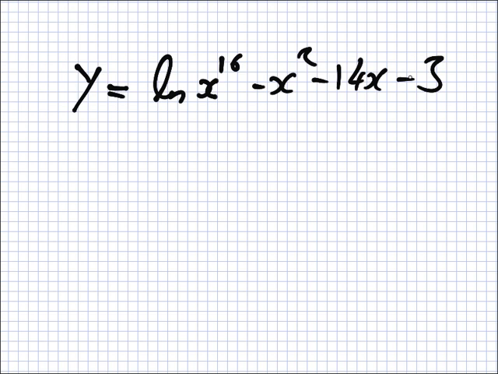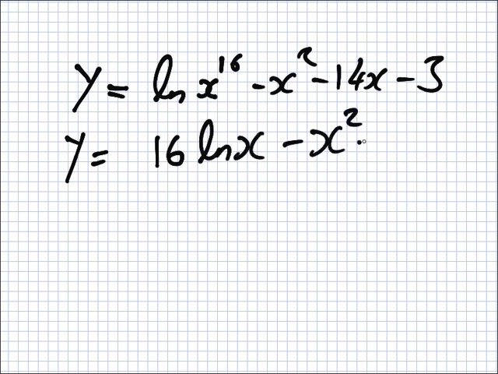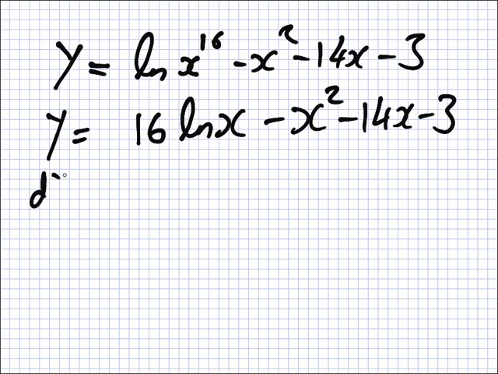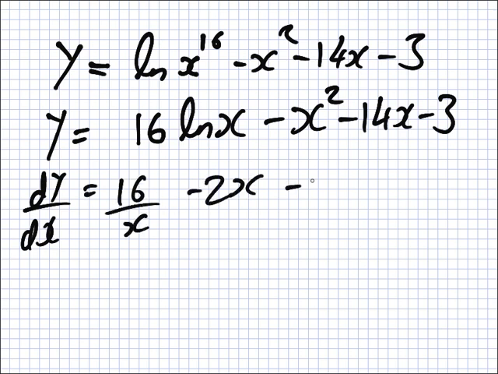Right. Let's have a look. So, the first thing you were supposed to do before you even differentiate is to bring the 16 down in front of the log using your rules of logs. Only now can you differentiate. Yeah, that's it. 16 over x, minus 2x, minus 14, equals 0.